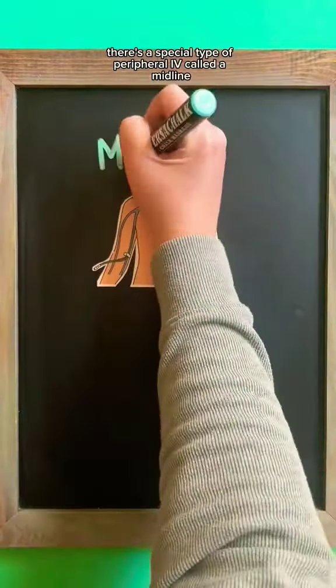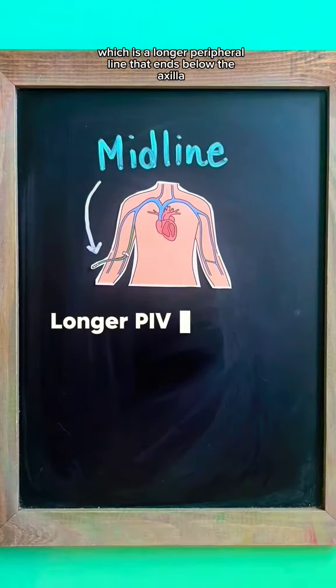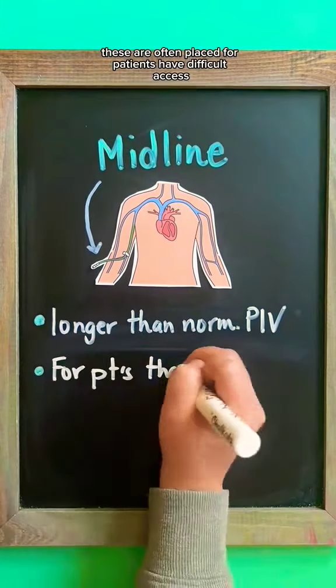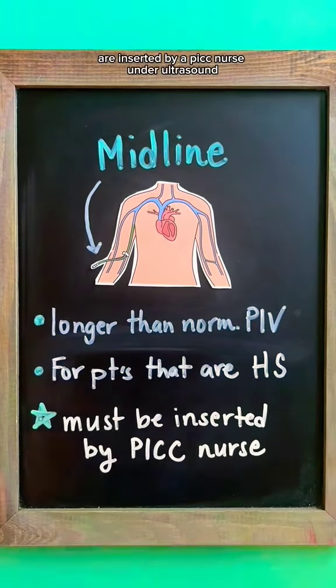There's a special type of peripheral IV called a midline, which is a longer peripheral line that ends below the axilla. These are often placed where patients have difficult access and are inserted by a PICC nurse under ultrasound.